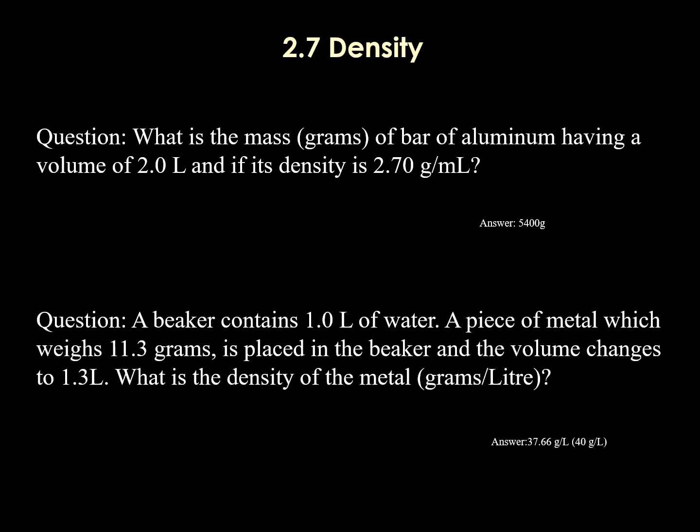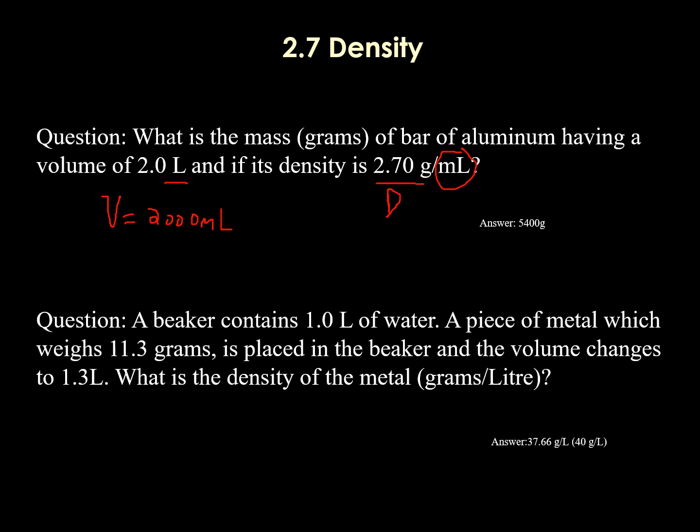So let's use this density equation to solve a couple of problems here. You can pause the video and try on your own, and we'll come back. This first question asks: what is the mass of a bar of aluminum having a volume of 2.0 liters? The density is 2.7, this is D. However, the units are in milliliters, so you have to convert this volume to milliliters. So V equals 2,000 milliliters. Remember, there are 1,000 milliliters in 1 liter.